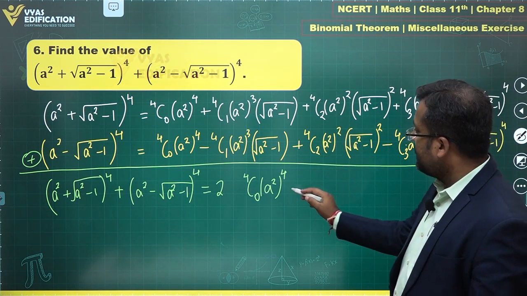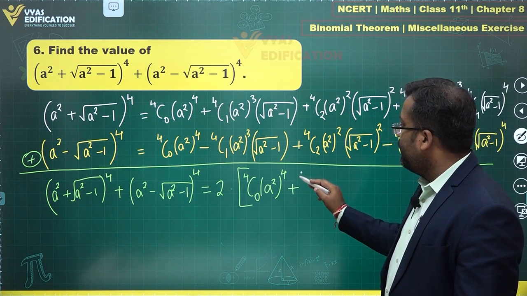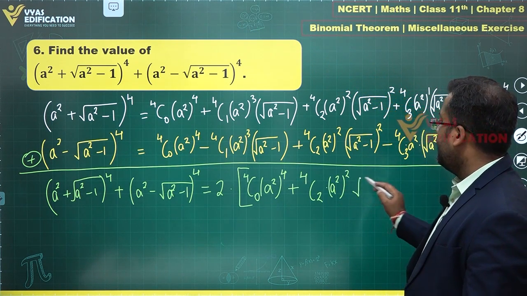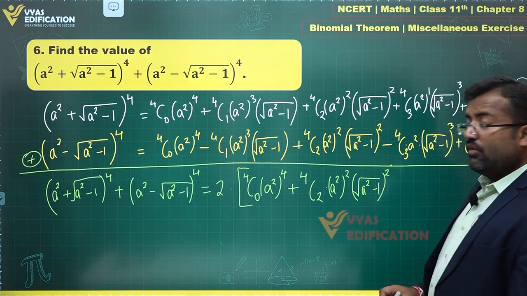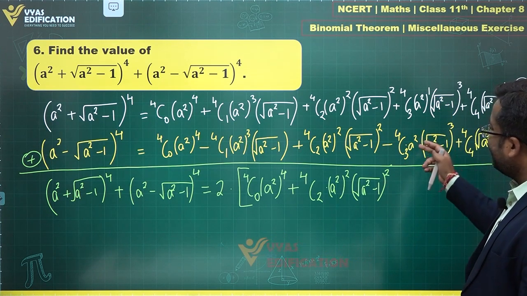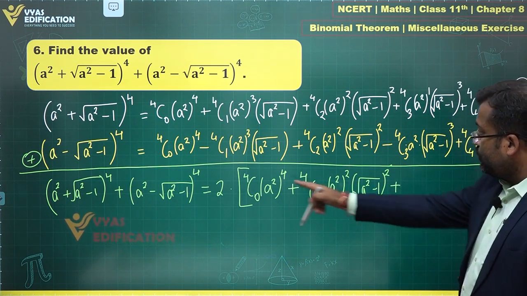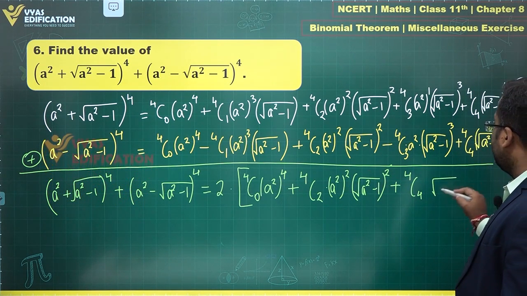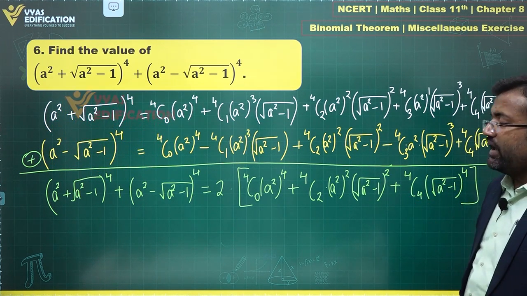The next term which will come is 4c2, and 4c2 will get added. This will become 2 times 4c2 a square and under root of a square minus 1 square. This is what you'll get. What about the next term? This will get subtracted and they will get cancelled. This will get added, so you'll get 2 times 4c4 under root of a square minus 1 power 4, and this is what I get.